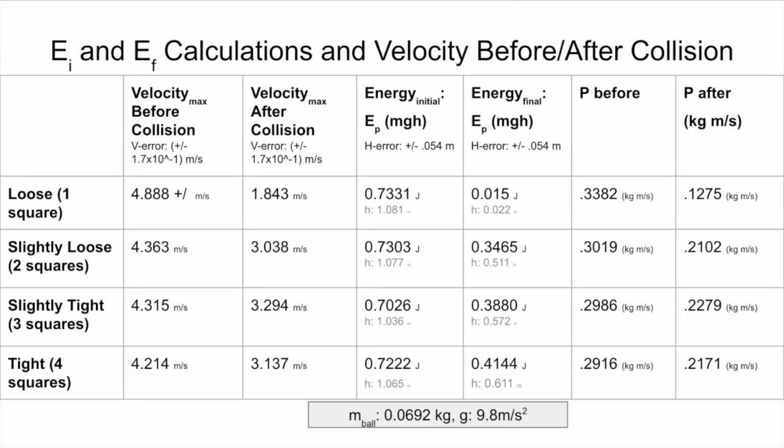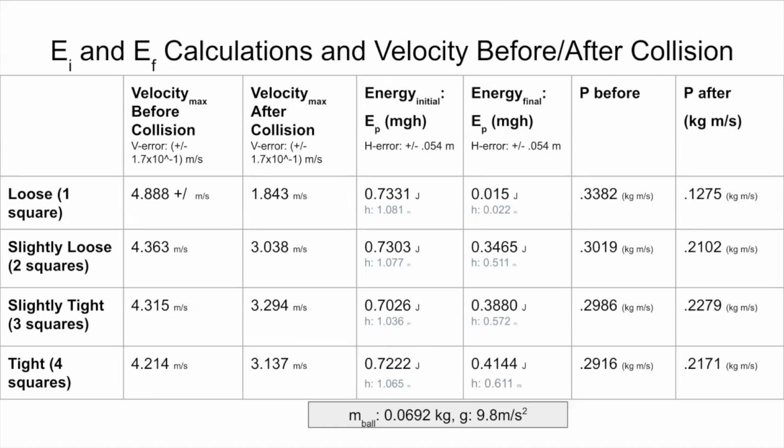Here is a table of all of our measured and calculated values. You can see that we measured the velocity before the collision and the velocity after the collision. The velocities before the collision are relatively similar. There really is no pattern or trend before the collision. However, after the collision, you can see that as the tightness of the net increases all the way to 4 squares, the velocity after the collision is a lot closer to the velocity before the collision. This represents that there is less loss of internal energy as the tightness increases.